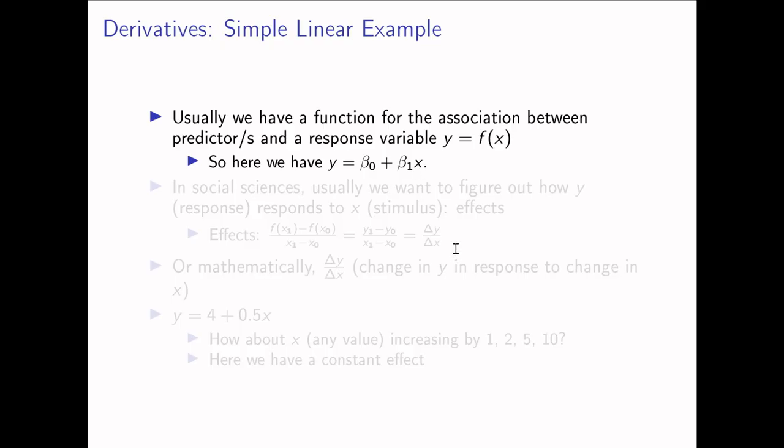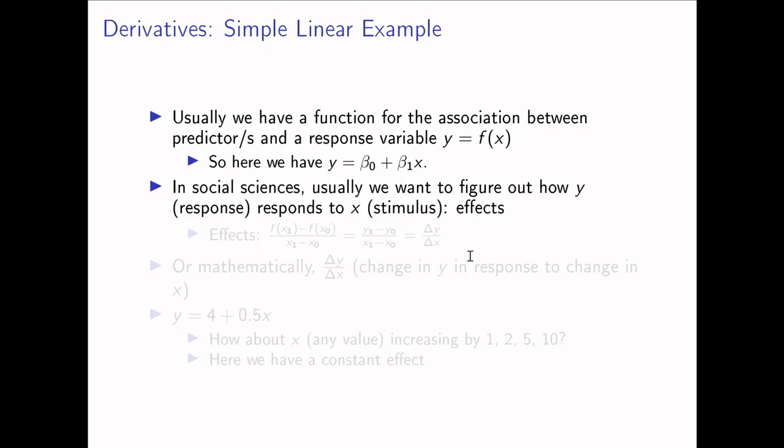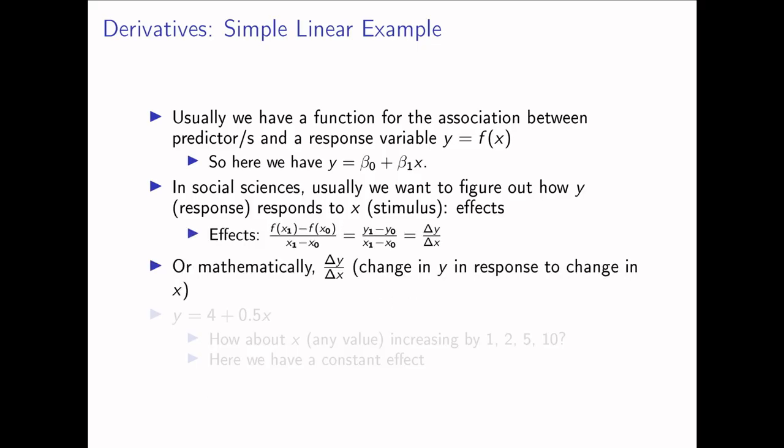In social science, usually we want to figure out exactly how y responds to x. So y here is the response, and x is the stimulus, right? And that is what we call effects. How x affects y. What are the effects of x on y? Or sometimes we say the association between x and y, if we refrain from giving a definitive causal description. Okay? How to describe the relationship? Usually, how to describe the effects?